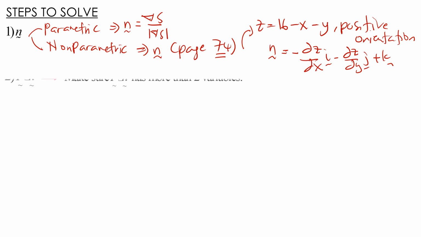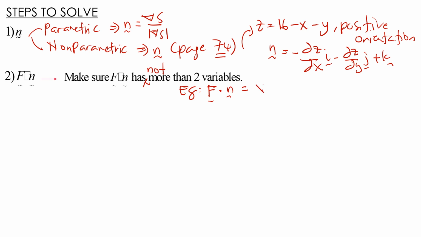Right. Then after you get n, find F dot n. Make sure after you do F dot n, the function has not more than 2 variables. Let's say, for example, F dot n is x squared plus y squared plus z. This is not correct, so you have to substitute the equation of z, so that you will have the function in terms of x and y only.